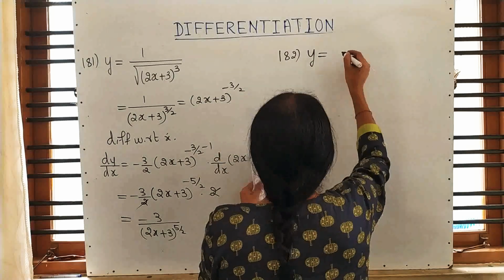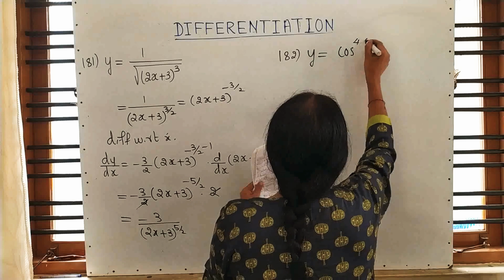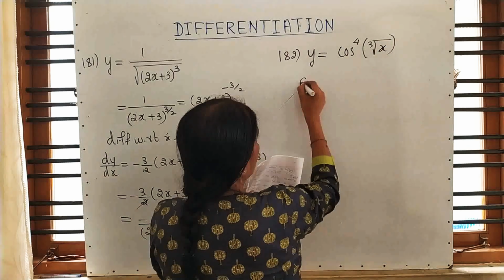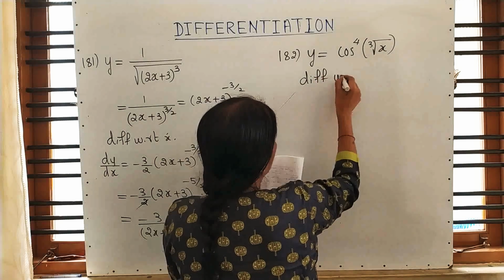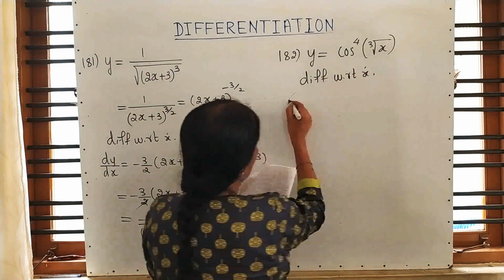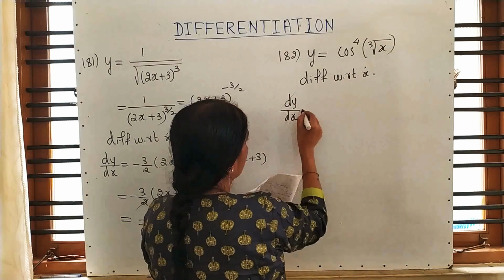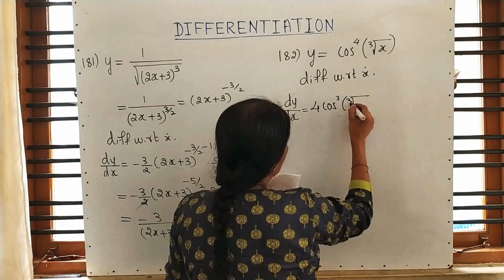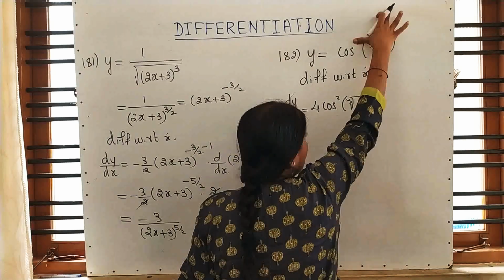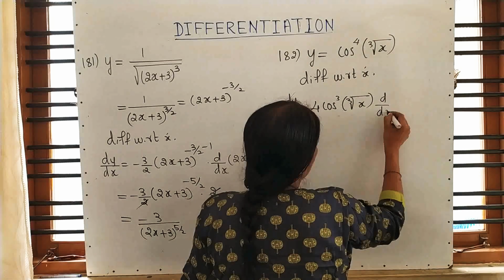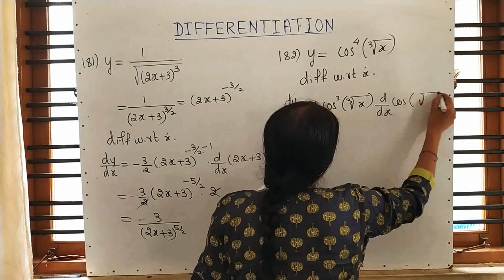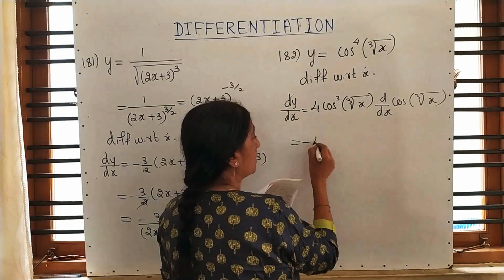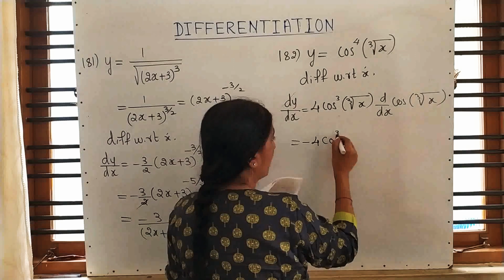Y is equal to cos raised to 4 of cube root of x. Angle is cube root of x. Whole power is 4. Differentiating with respect to x. First power. 4 cos cube root of x. After completely covering this power, what is remaining? Cos of cube root of x is remaining, and differentiation of cos is minus. That's why I am writing first only the minus value.